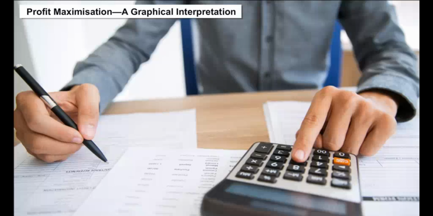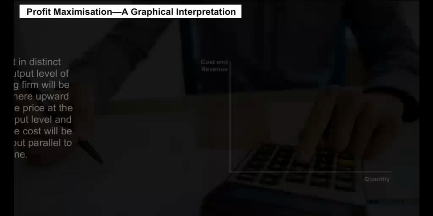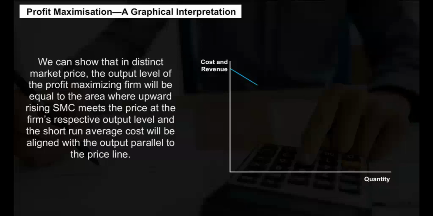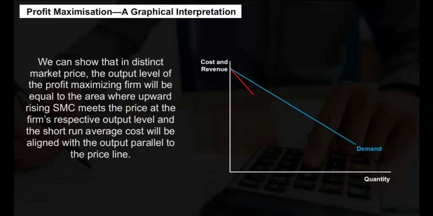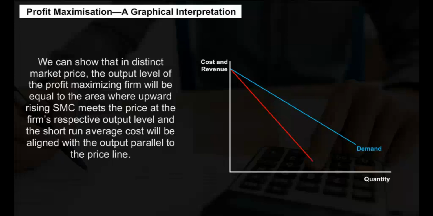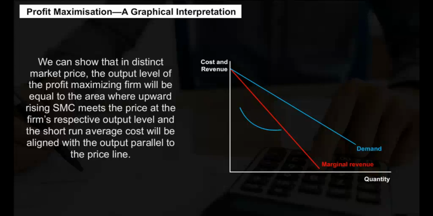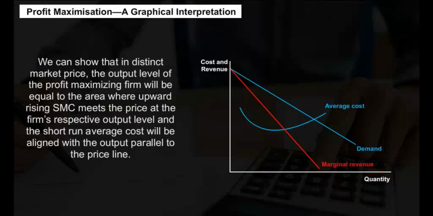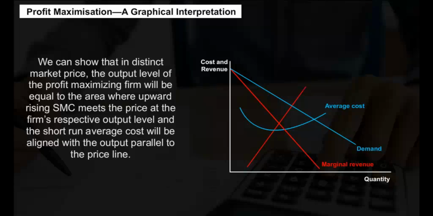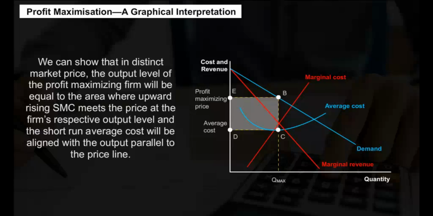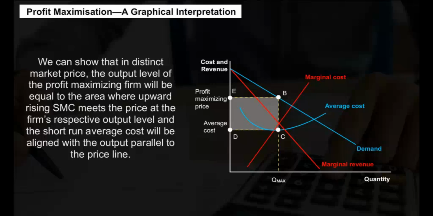Profit maximization, a graphical interpretation. We can show that in a perfectly competitive market, the output level of the profit maximizing firm will be equal to the point where the upward rising SMC meets the price at the firm's respective output level, and the short-run average cost will be aligned with the output parallel to the price line.